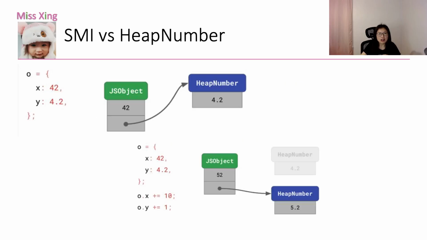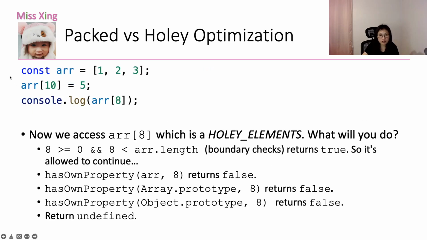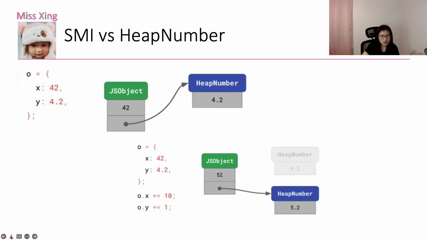And inside JavaScript, for numbers, it actually has two kinds of numbers. One is called a SMI, small integers. The other one is heap numbers. Here I show you a brief example. Here we have an object. An object has two properties, x and y.